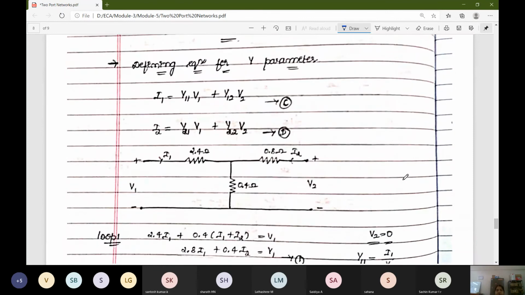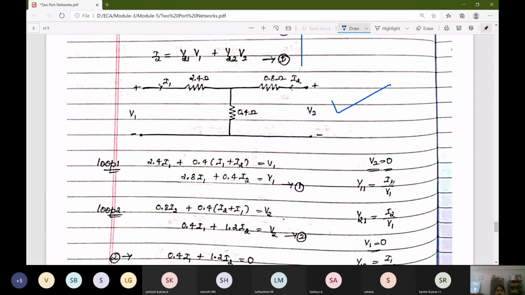Now we'll see how to find out the Y parameters. First we have to write the defining equation for Y parameters. So I1 is equal to Y11 V1 plus Y12 V2, I2 is Y21 V1 plus Y22 V2. The defining equation is written. So this is the network. After converting delta to star, the reduced network is written here.